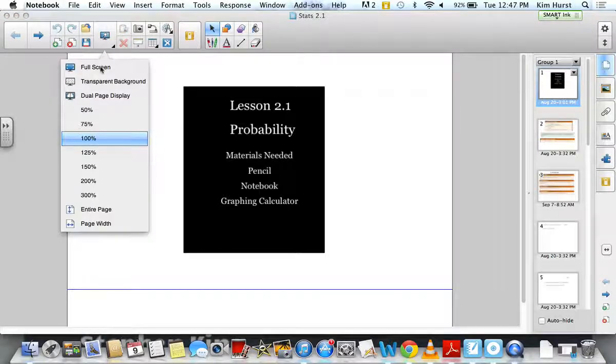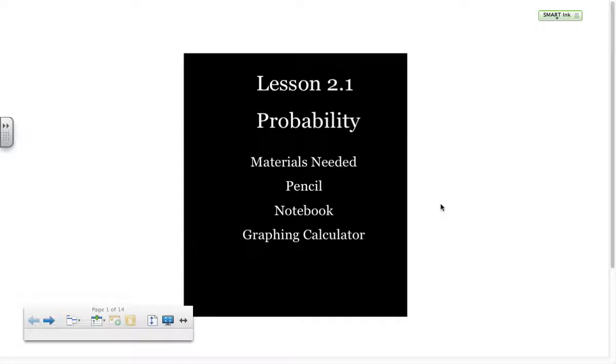Okay, welcome to lesson 2.1. This unit is about probability. Personally, this is one of my favorite units. I really enjoy dealing with probability. Unfortunately, it can also be a little difficult sometimes.